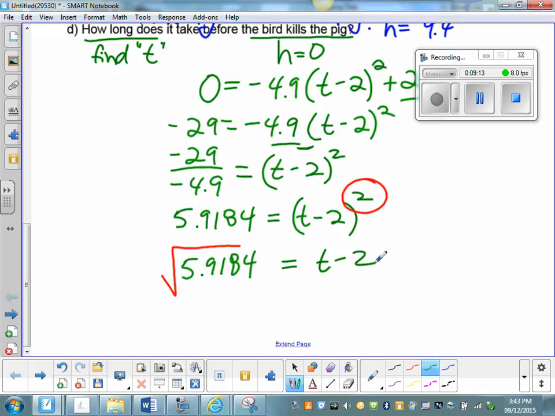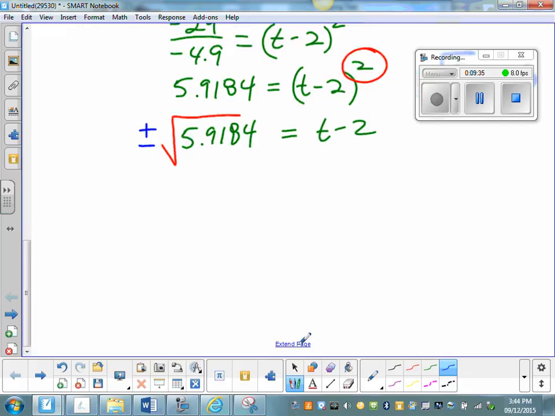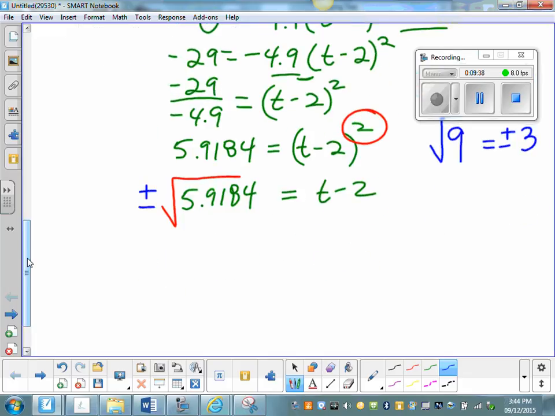So here's the deal, though. When I take the square root of a number, I'm trying to find the number that multiplies by itself to give 9. That answer could actually be positive or negative 3. So when I'm taking the root of this number, there are actually 2 possible answers, a plus and a minus. So let's see what happens when I do this then. I'm going to get plus or minus 2.4 there, and I get t minus 2 on the other side.